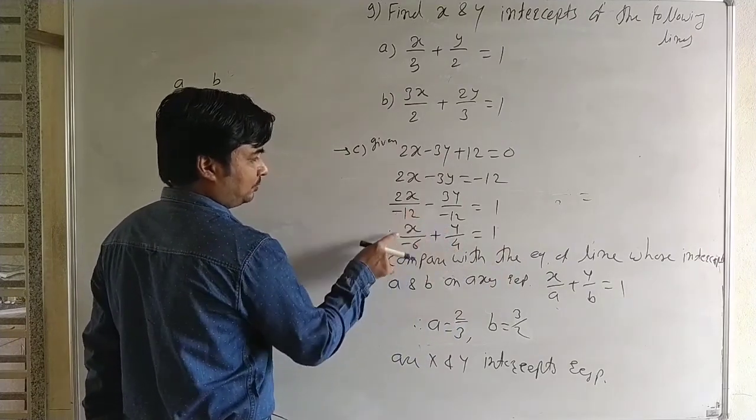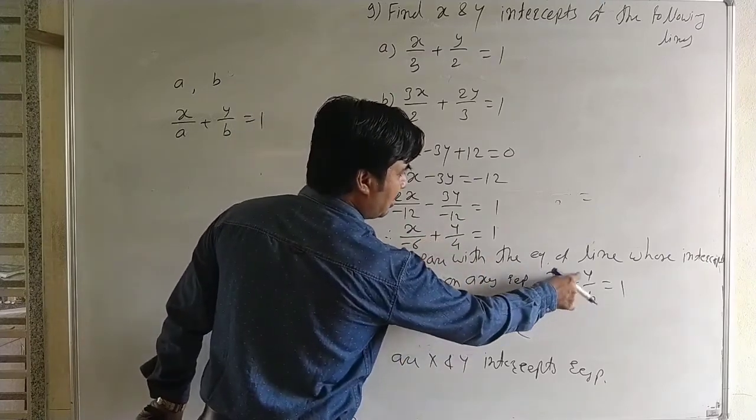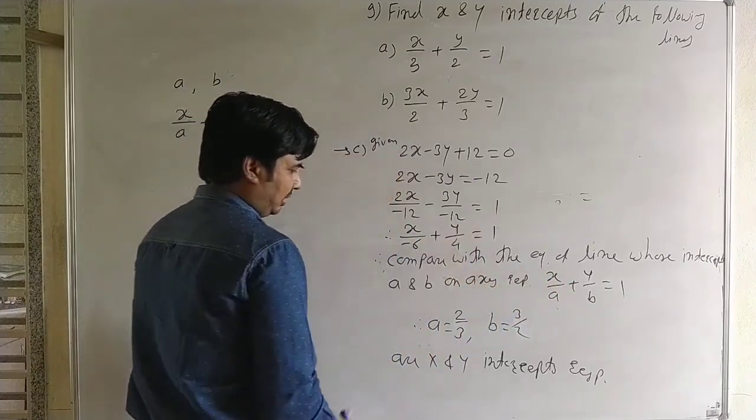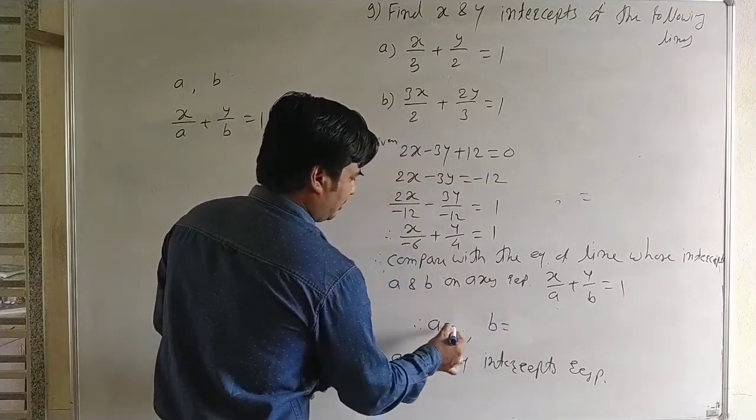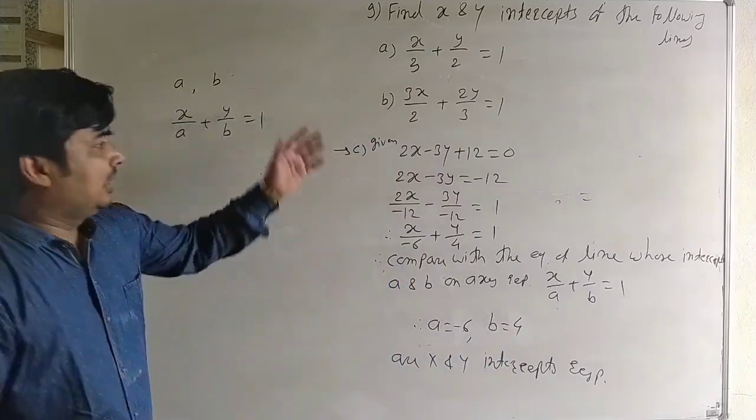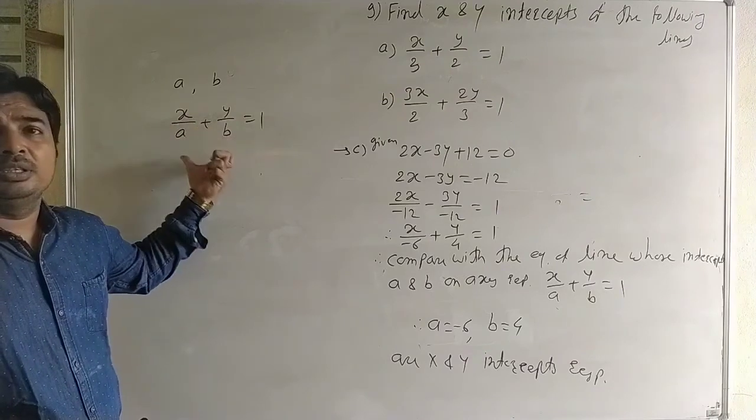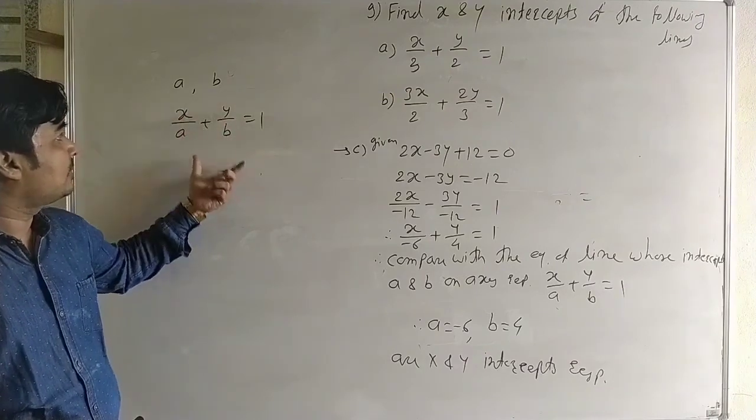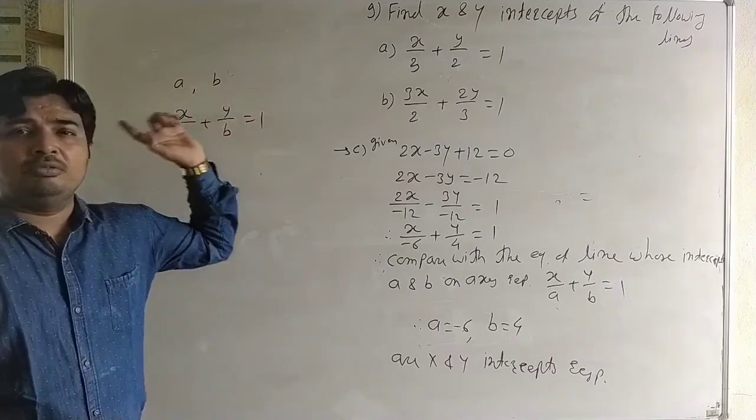See carefully, it is x upon a plus y upon b is equal to 1, and therefore the x-intercept and y-intercept are minus 6 and 4. Okay. See carefully: for the x-intercept and y-intercept, only compare with the equation of the line in double intercept form, where a is the x-intercept and b is the y-intercept. Okay.